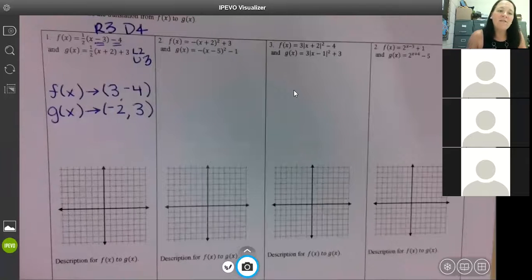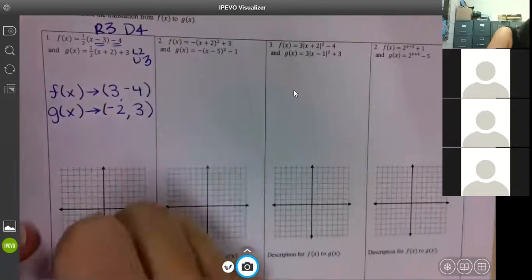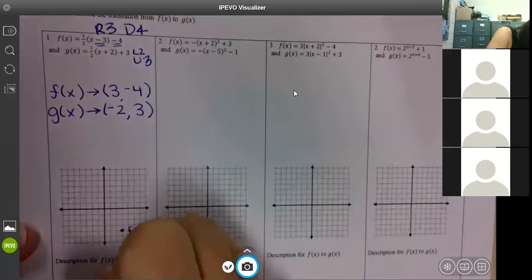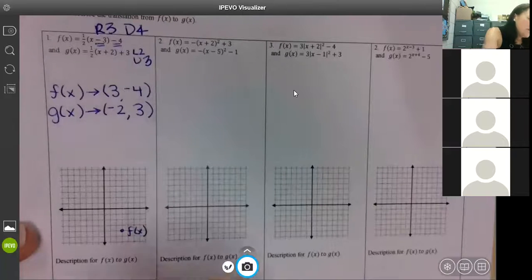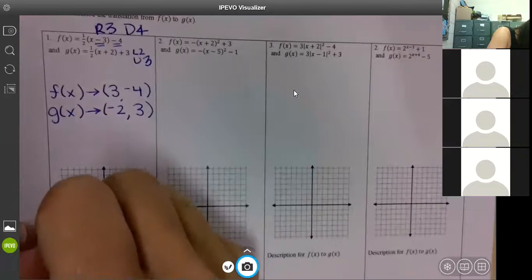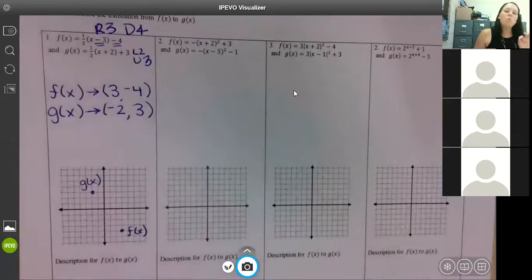I'm going to graph these 2 points and show you, but then I'm going to show you how to do it without having to graph, because some of you won't graph because I'm lazy like that. I don't want to graph either. So I just do it in my head, but some of you need the visual. So here's the visual: 3, -4, and I'm going to put a little f of x there. And g of x is -2, 3. It wants to know how you get from f of x to g of x.